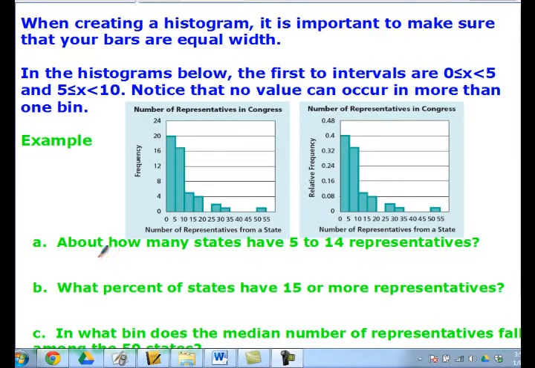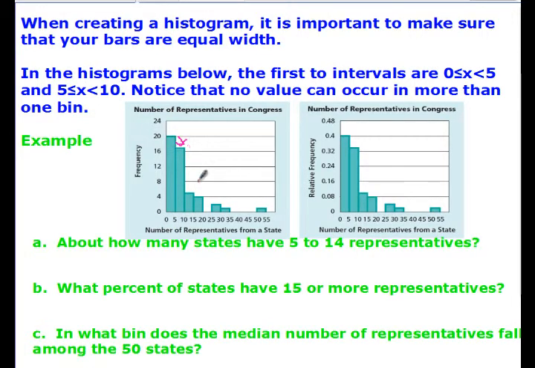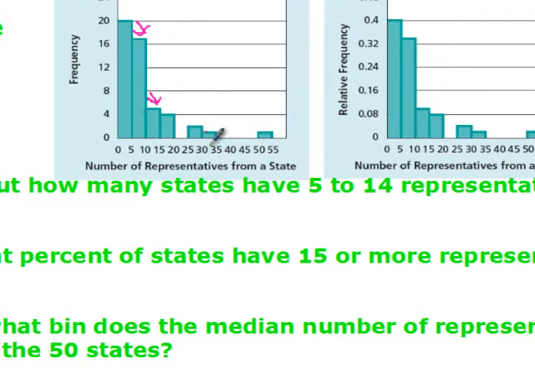The first question here asks us about how many states have 5 to 14 representatives. So we're looking at this bar and this bar right here, because the edge of this one, the 15, goes into this fourth bar here. So we're going to have to estimate. I would say that this one right here has about 17, and I would say that one has 5. So that's going to be 5 plus 17, which is 22 states.